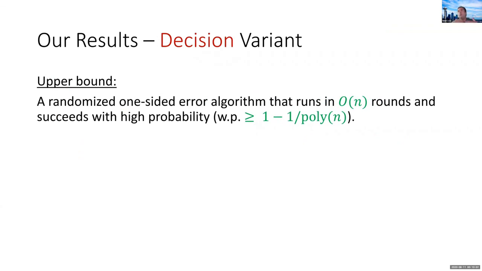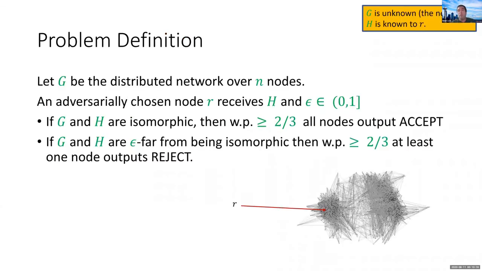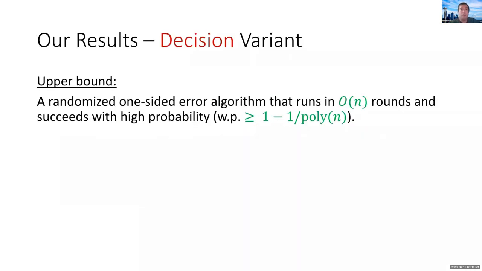One could think of this definition in its extreme case where we want to decide whether two graphs are isomorphic and whether they are not. So this is the decision variant. And for this variant, we have an upper bound that decides, so it's a randomized one-sided error algorithm that runs in O(log n) rounds and succeeds with high probability and decides whether G and H are isomorphic or not.